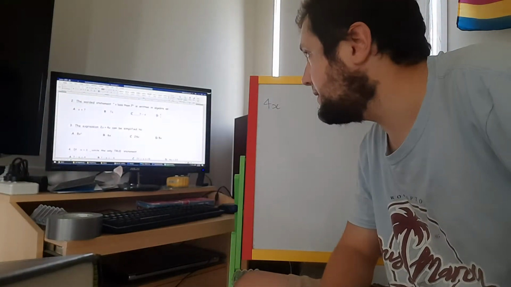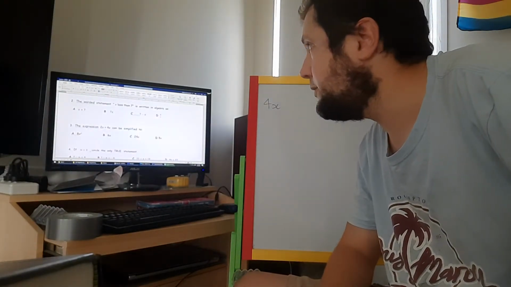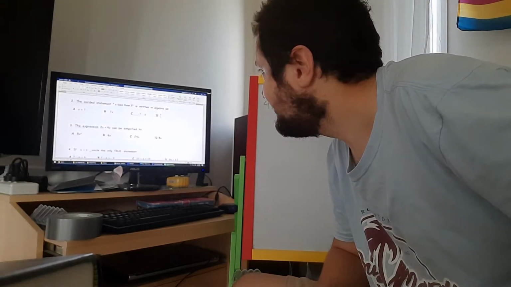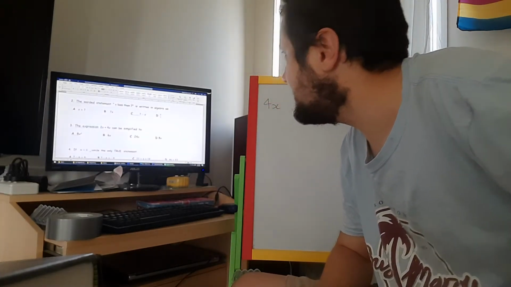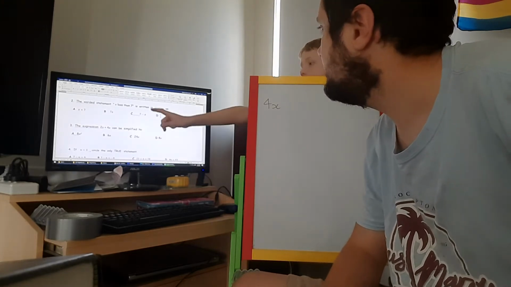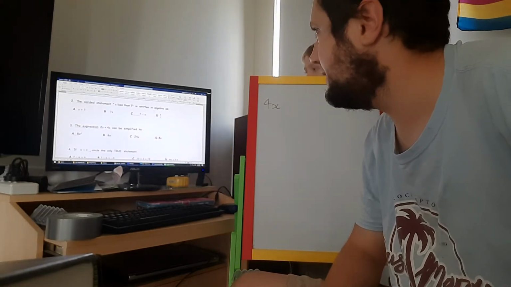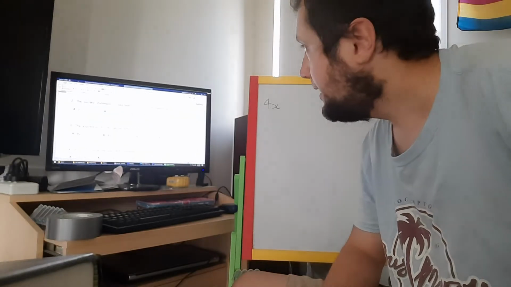Question 2. The worded statement x less than 7 is written in algebra as? X less than 7. So you're starting at 7. C. Yep. 7 take away x. Absolutely correct.